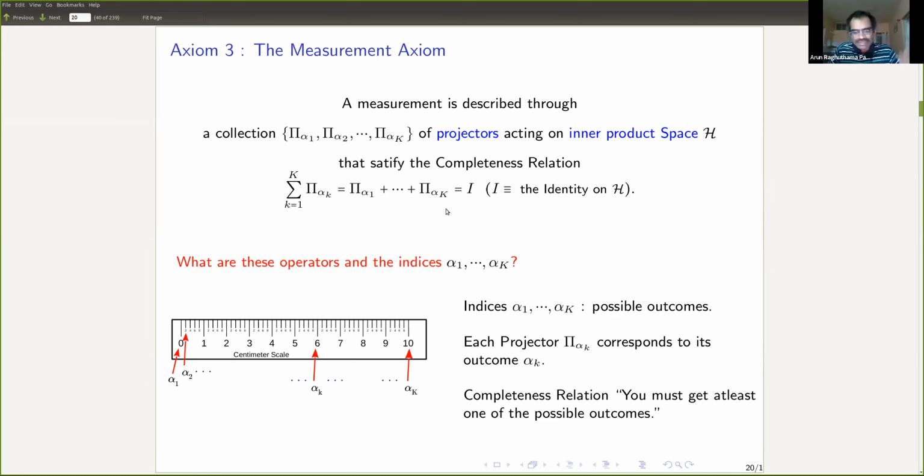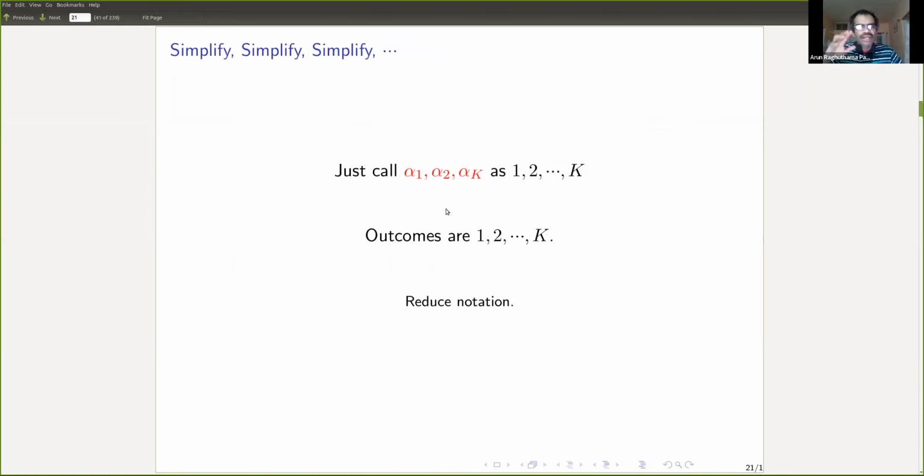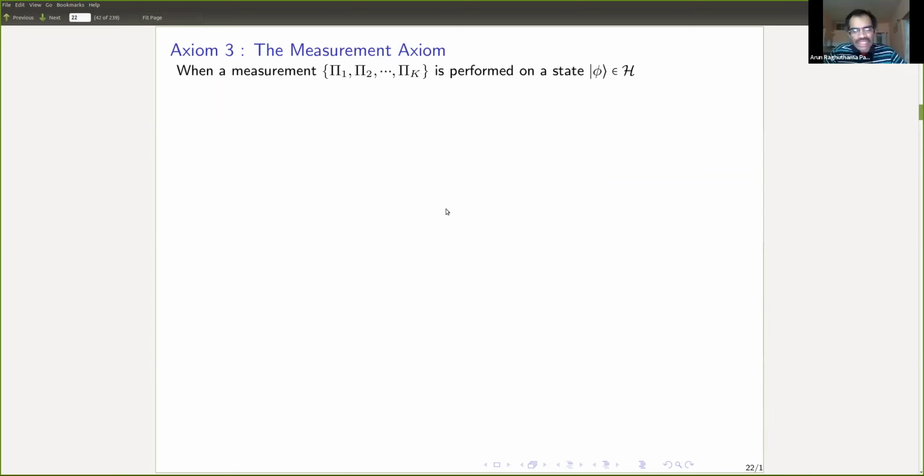So I'll explain this in a little more detail. Let's get rid of the notation. Instead of calling it pi alpha 1, pi alpha 2 to pi alpha k, I'm just going to call it pi 1, pi 2 to pi k. Okay, so now a measurement is essentially pi 1 to pi k. And I will tell you now what happens if I make a measurement on a quantum state phi. I told you a measurement is described through the operators pi 1 to pi k that sum to identity. So you prepare a quantum system in the state phi, and suppose you make a measurement pi 1 to pi k. What happens? Three things happen, and I'll tell you the three things. First thing, your outcome is random.